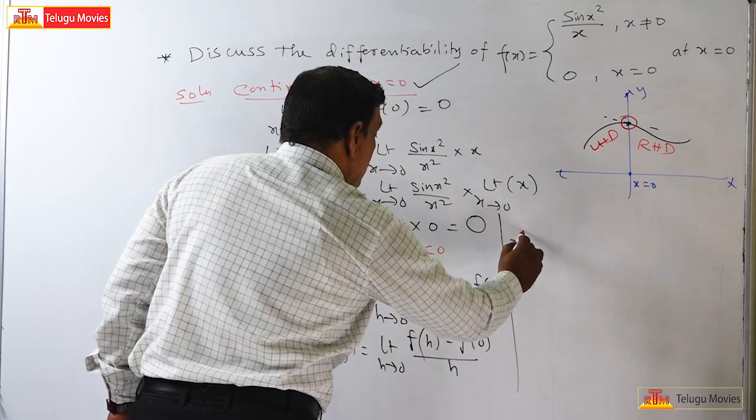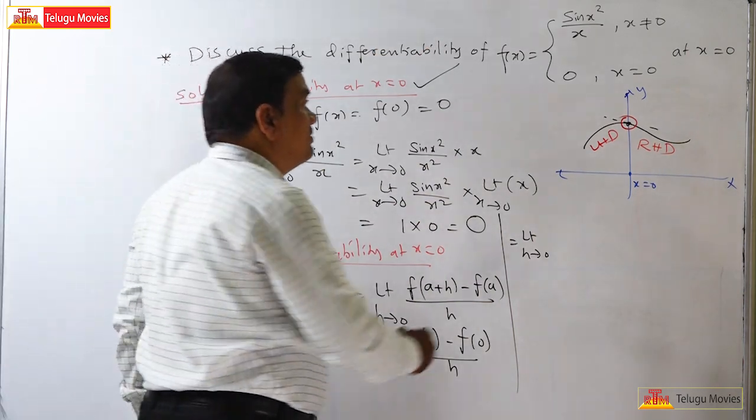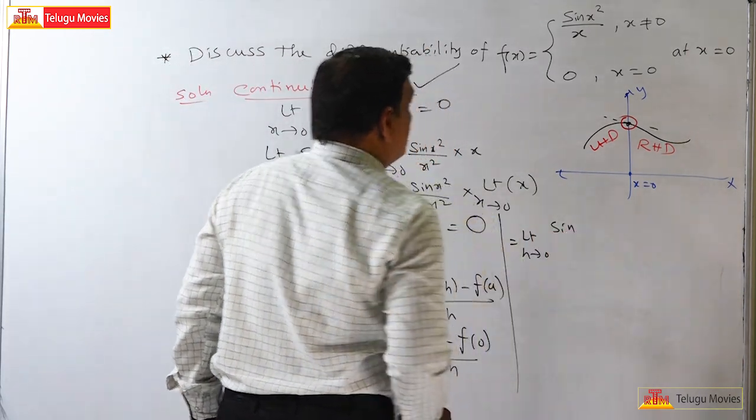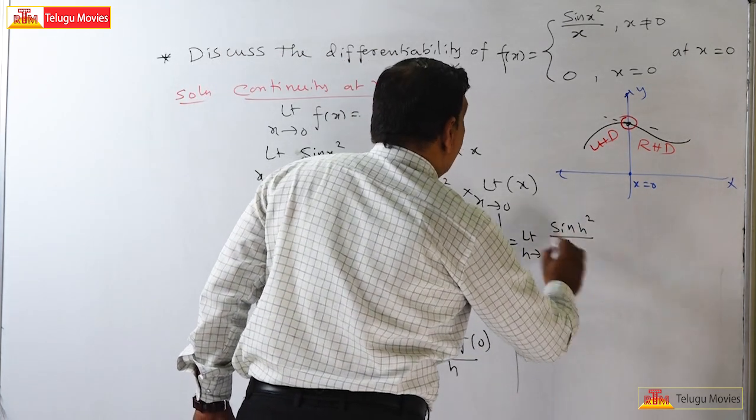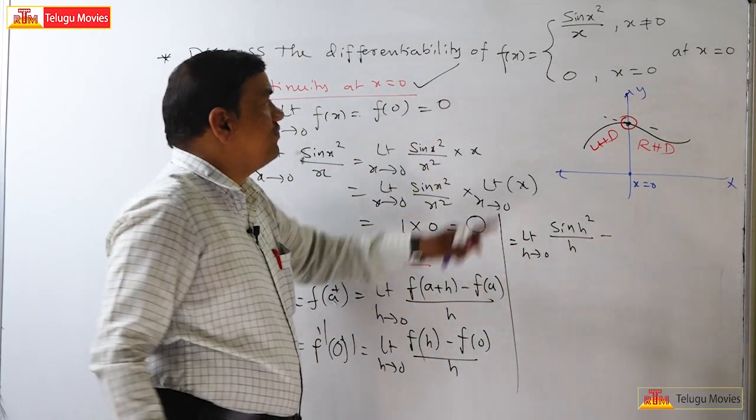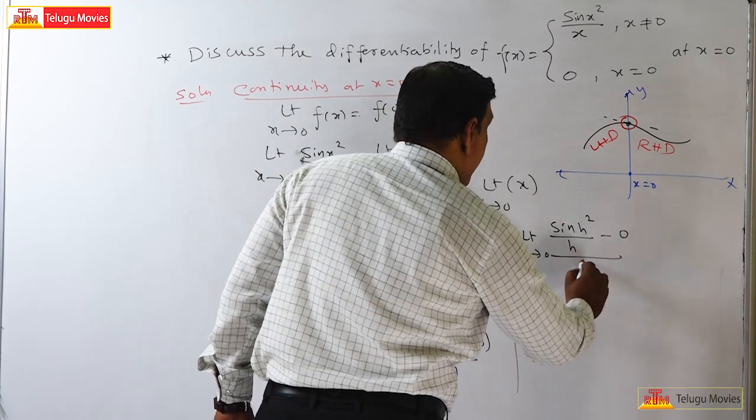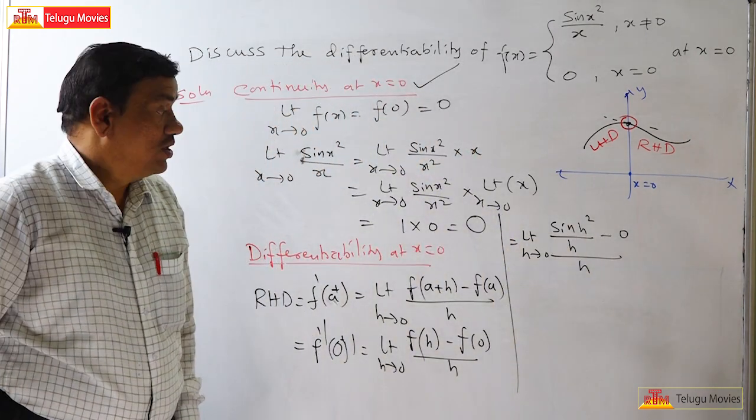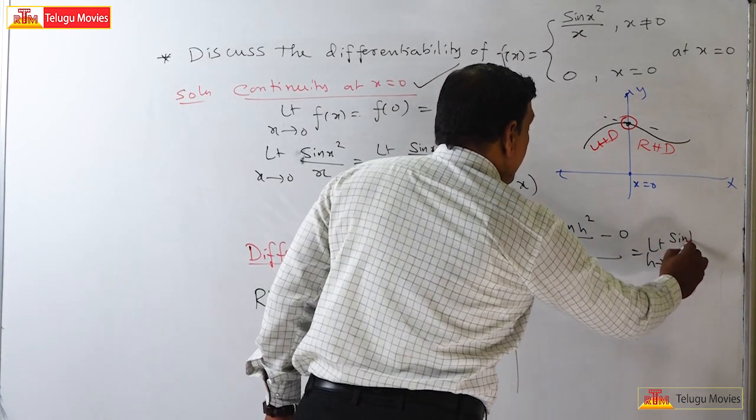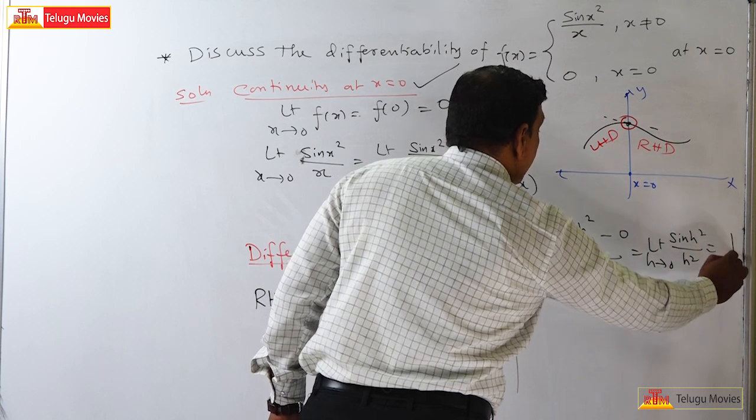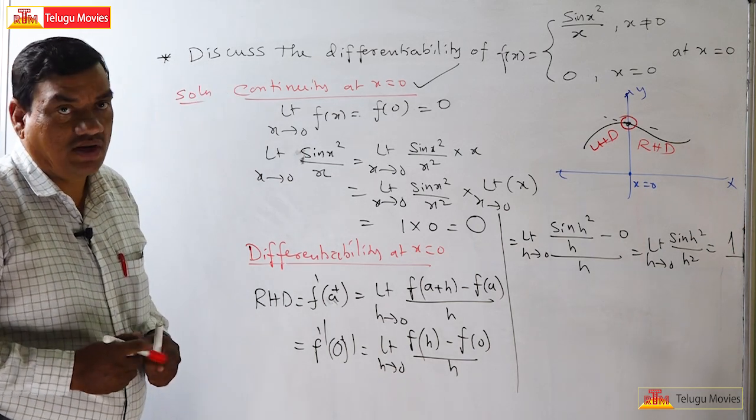So this is equal to limit h tends to 0. F of h means sin h square by h, minus f of 0, whose value is 0, all divided by h. So this is limit h tends to 0, sin h square by h square, whose value is 1. So the right hand side derivative value is 1.